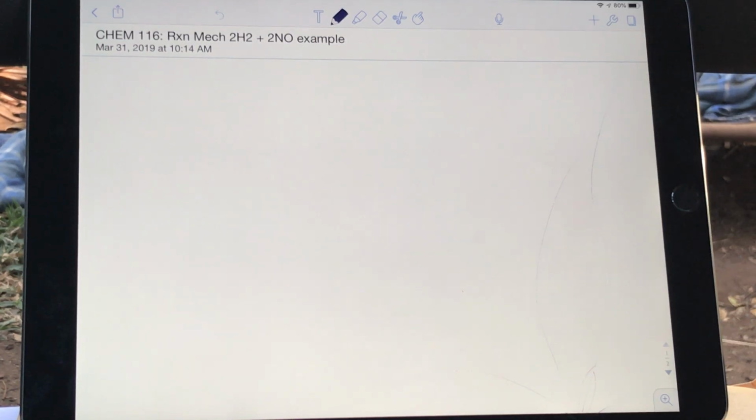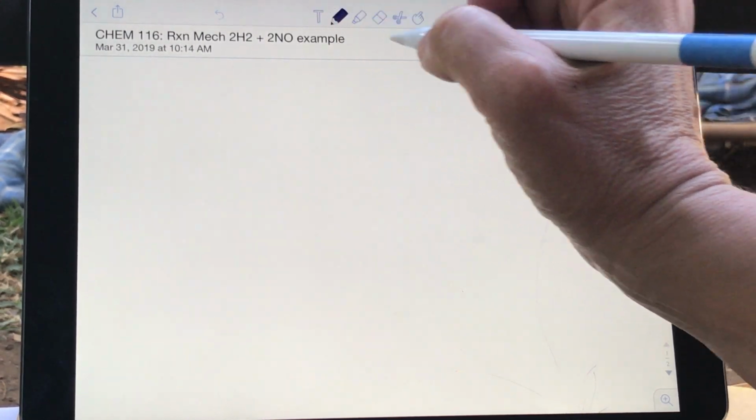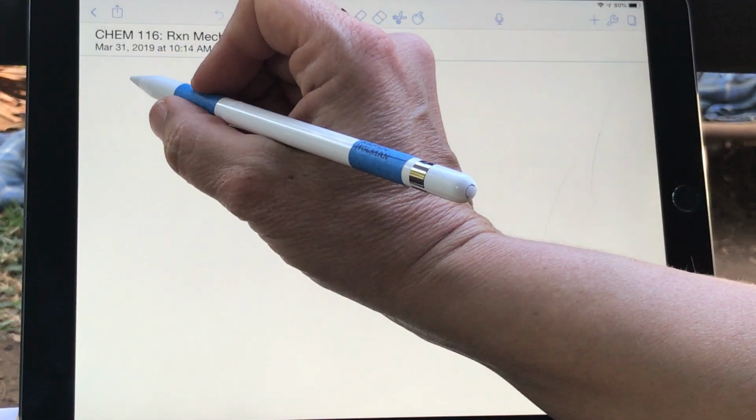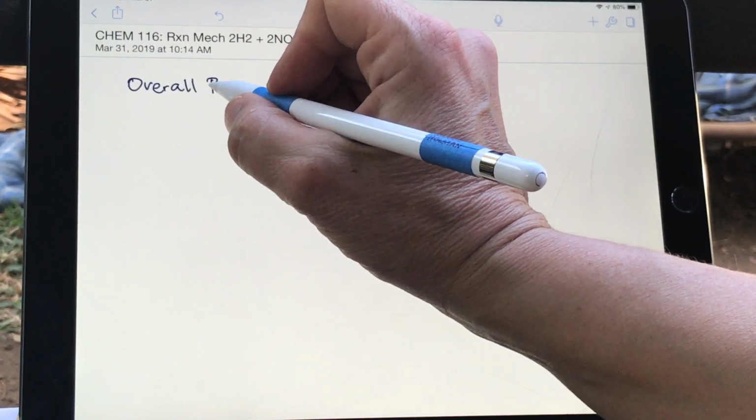Hey again, it's Professor Holman, and we are going to try again with a new example writing a rate law from a proposed mechanism. So here is the new proposed mechanism, and first I'm just going to write out the overall reaction that we're looking at.